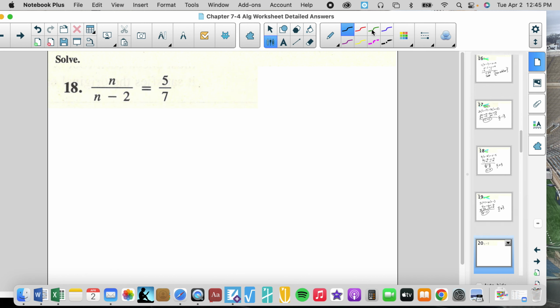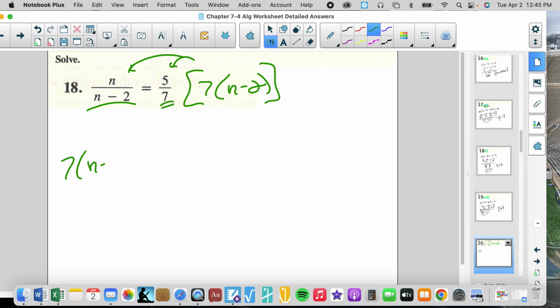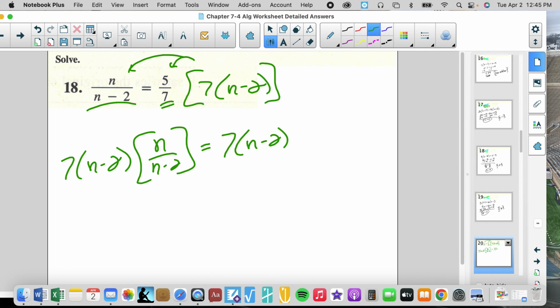Let's do this. Let's get rid of the denominators. So the common denominator would be 7 times n minus 2. So I'm going to show you why this is. So now I have to multiply each of those. So I'm doing 7 times n minus 2 times n over n minus 2 equals 7 times the quantity n minus 2 times 5 over 7. Look at all the writing we have to do.